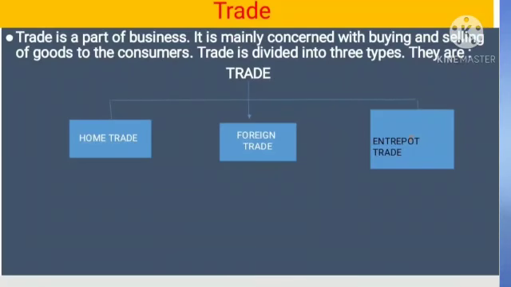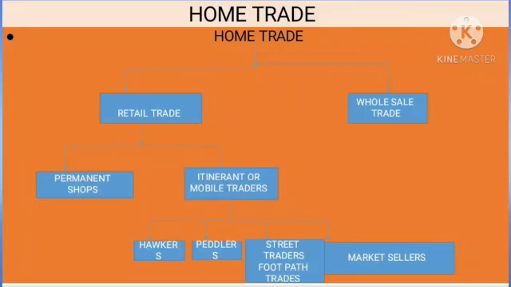So, trade is divided into three types. They are home trade, foreign trade and interport trade. So, home trade. What do you mean by home trade? Trade within the country is called home trade, meaning buying and selling within the country. For example, we are living in India. Whatever we sell and buy in India, that we call a home trade.